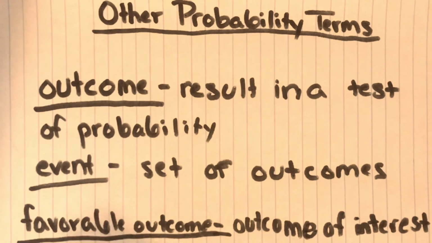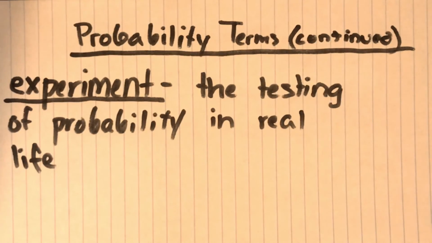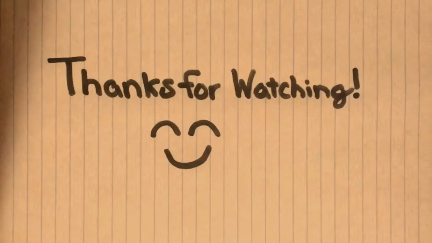There are a few more terms you'd want to know about probability. An outcome is the result of a test in probability. An event is a set of outcomes. A favorable outcome is the outcome we are focusing on, or the outcome of interest. And finally, an experiment is the testing of probability in real life. These are quite fun to do, and I recommend them because they show you the real life results instead of the estimation of probability.